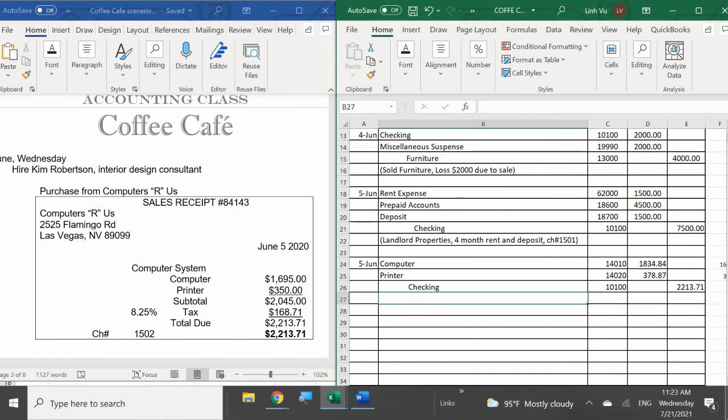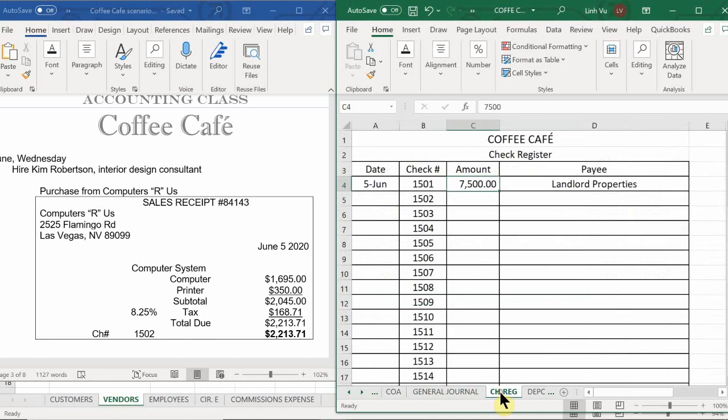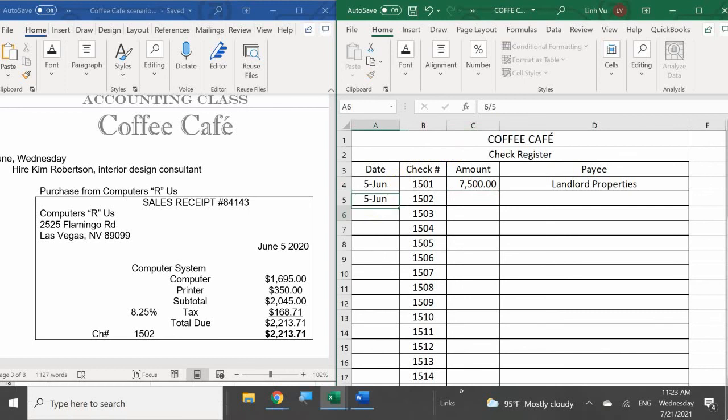So now I wrote a check. So therefore, I need to go to my check register because I paid at time of that store. So therefore, I need to make sure that I update my check register and validate that I wrote a check for $2,213.71 to Computers R Us.